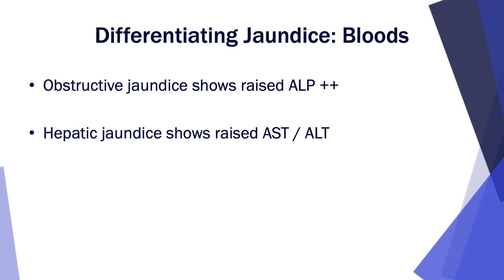So we've talked about how we can clinically differentiate the different types of jaundice, but what about the biochemical picture on the bloods? Classically for this, we'll look at the LFTs. In an obstructive jaundice, you'll get a markedly raised ALP. In a hepatic jaundice, you tend to get a more raised AST and ALT.